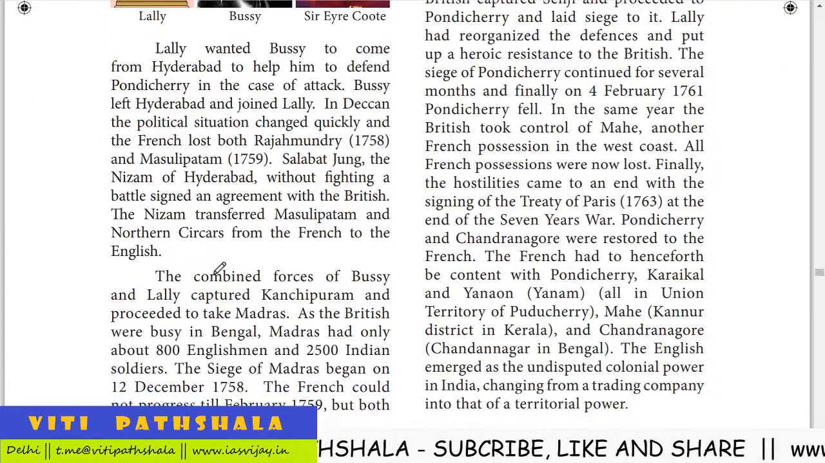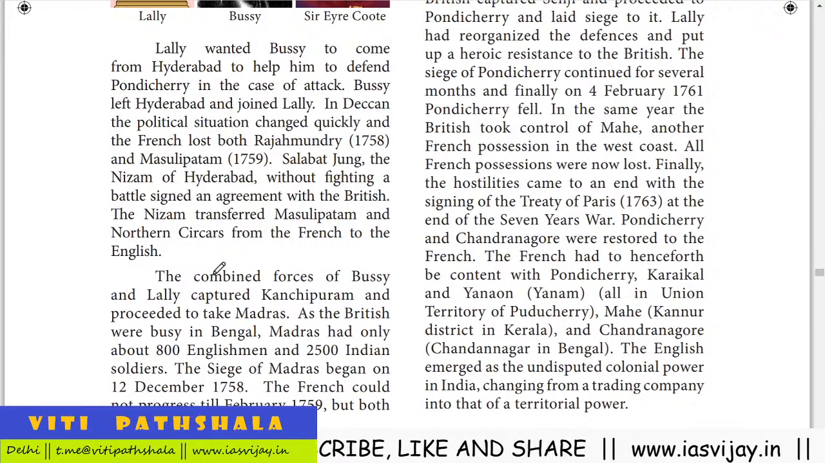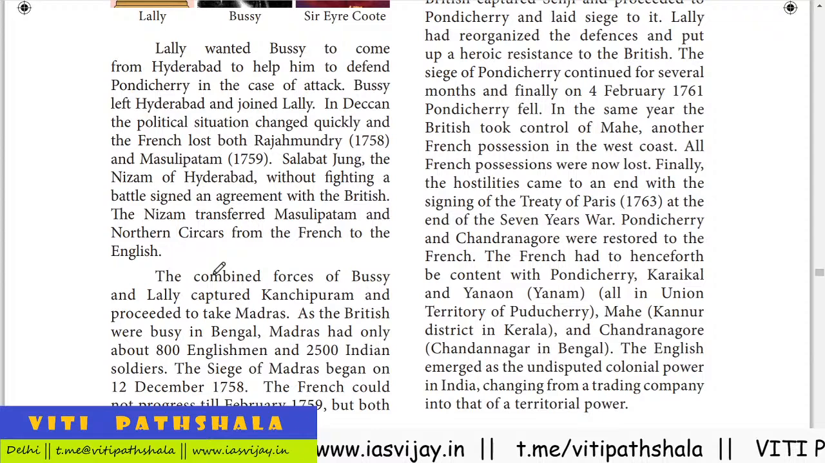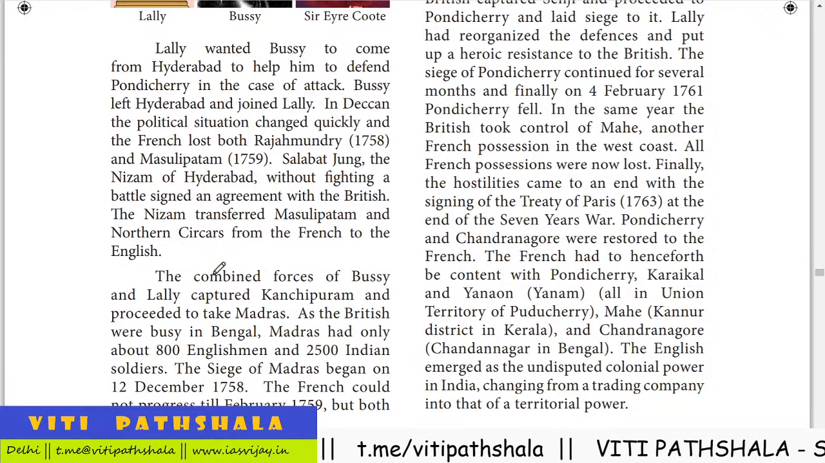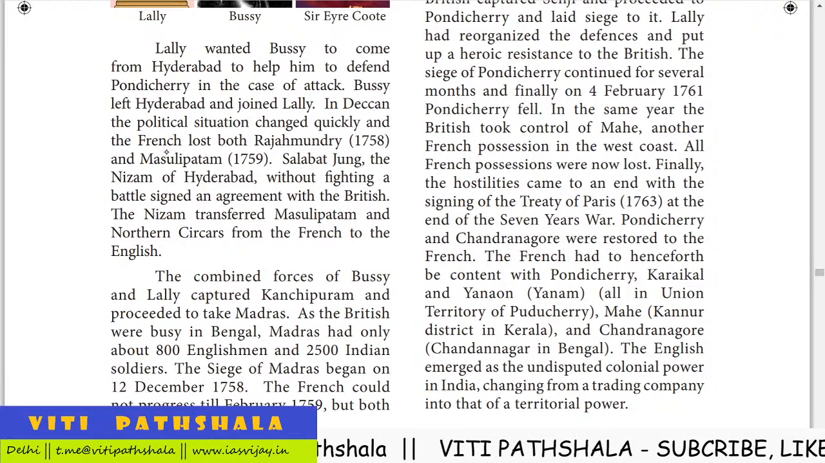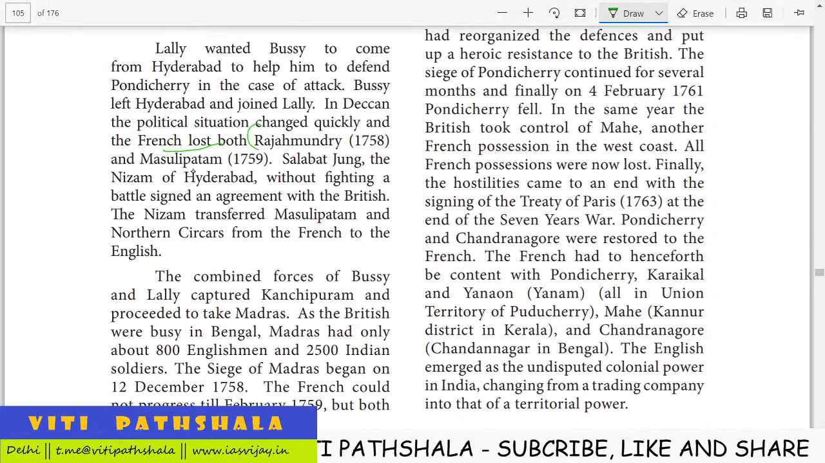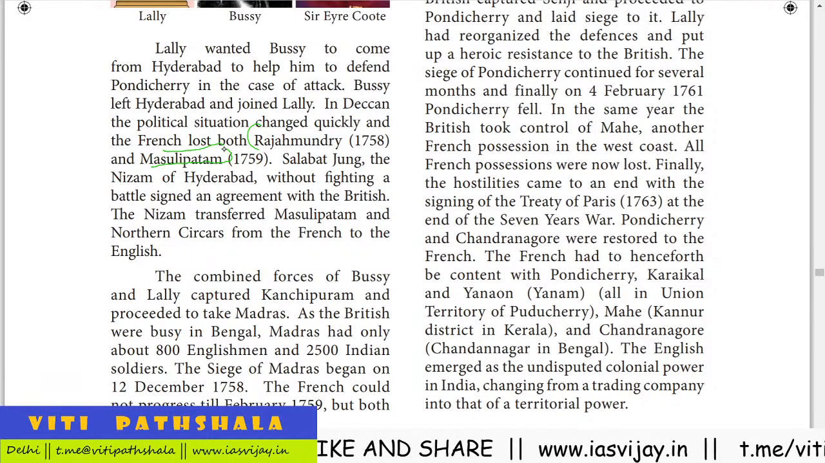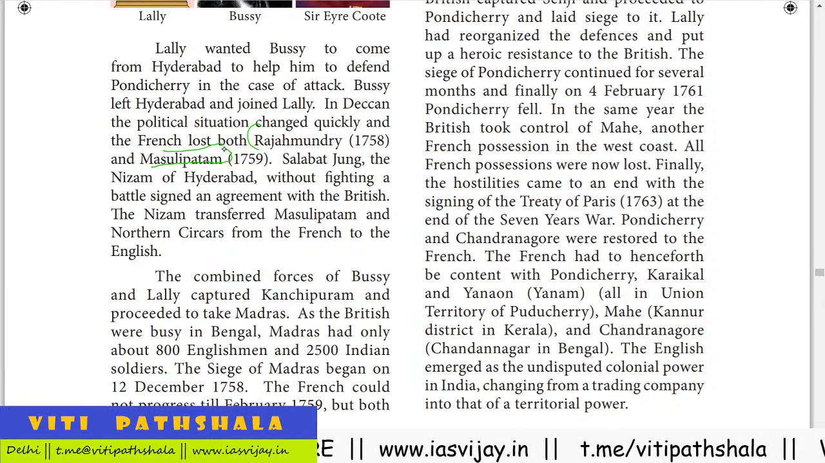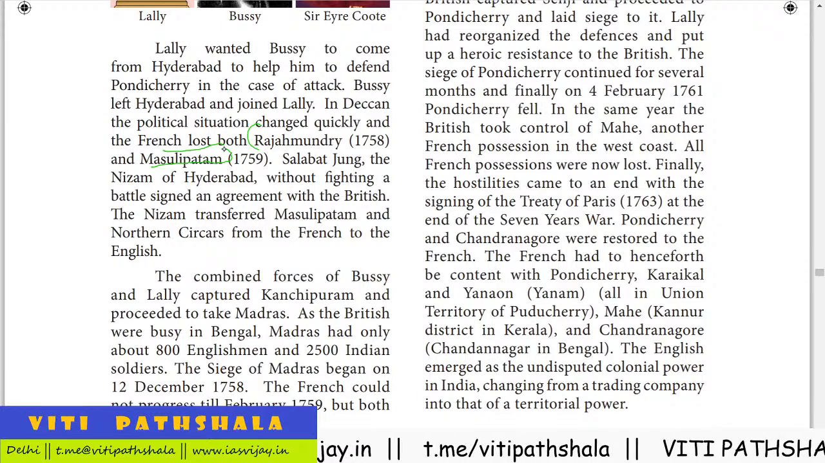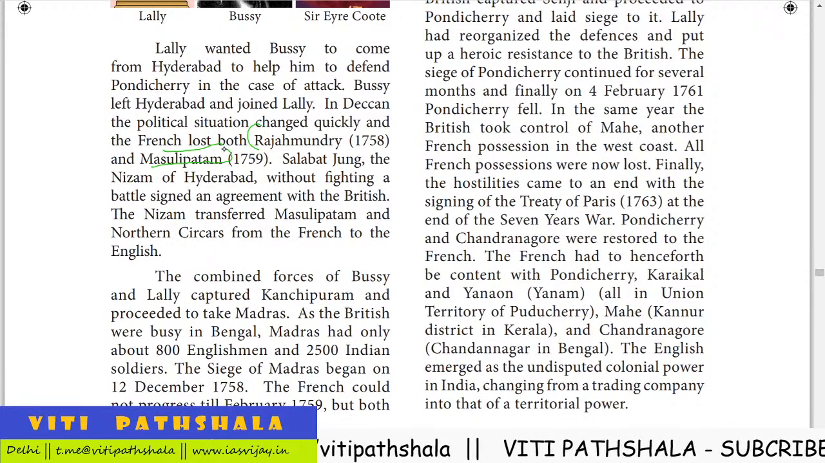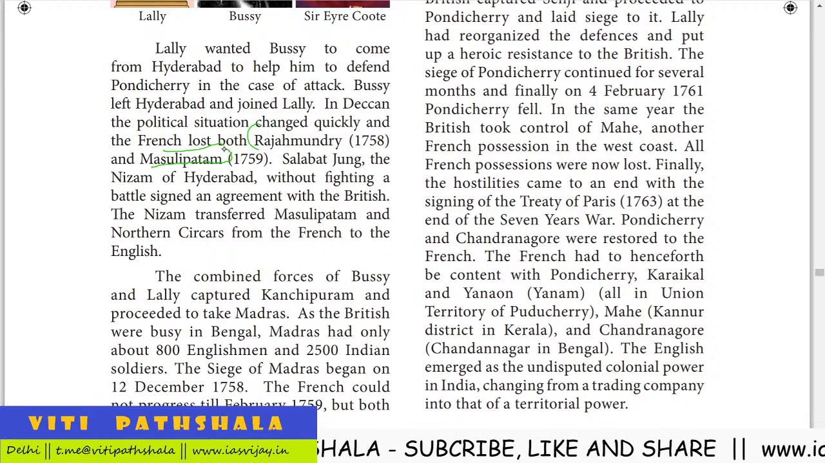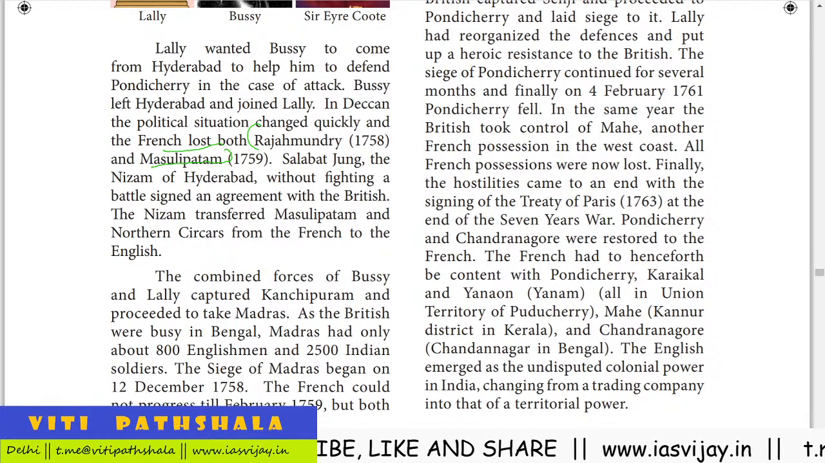Now, Lally wanted Bussy to come from Hyderabad to help him defend Pondicherry in case of an attack. In the Deccan, the political situation changed quickly and the French lost both Rajmundry and Masulipatnam. Salabat Jung, the Nizam of Hyderabad, without fighting a battle, signed an agreement with the British. The Nizam transferred Masulipatnam and the northern Sirkars from the French to the English.